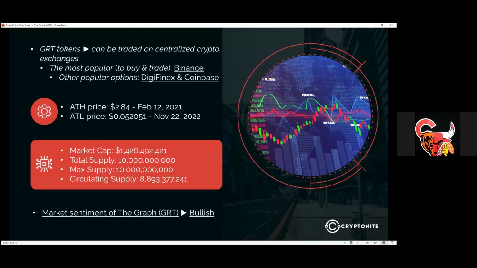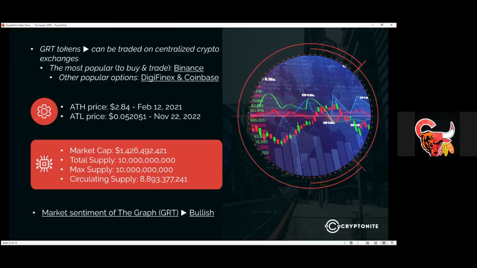And then finally, it's available pretty much everywhere. I mean, all the centralized and decentralized exchanges, they all pretty much carry The Graph, so it's very easy to find. The all-time high was $2.84, and then the all-time low was 5 cents. And currently it's sitting around 15, 16 cents.